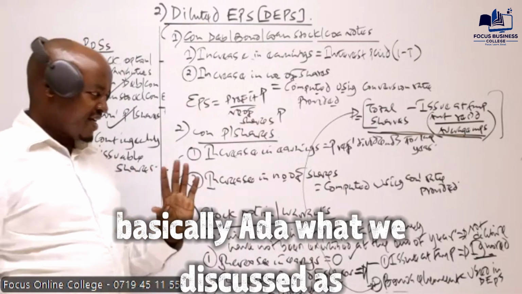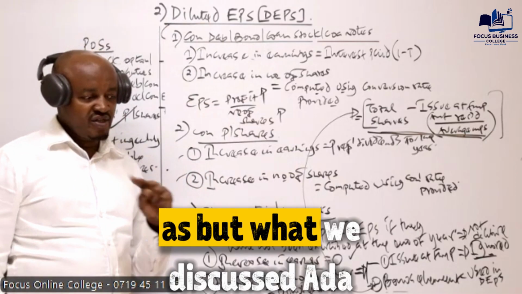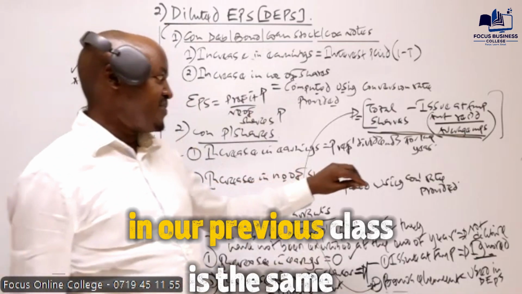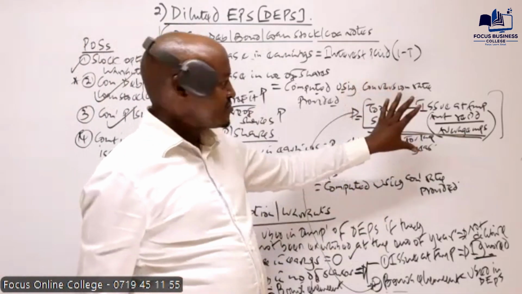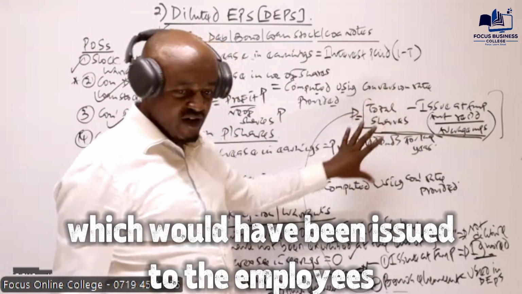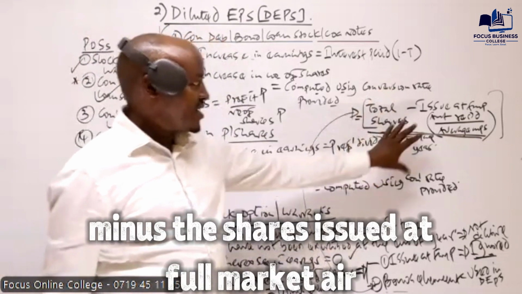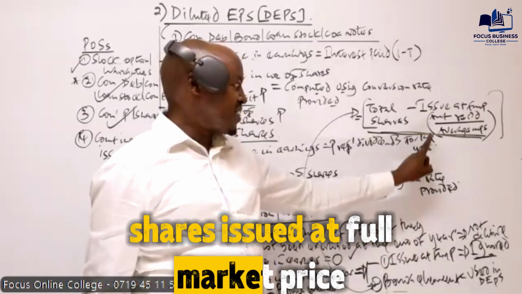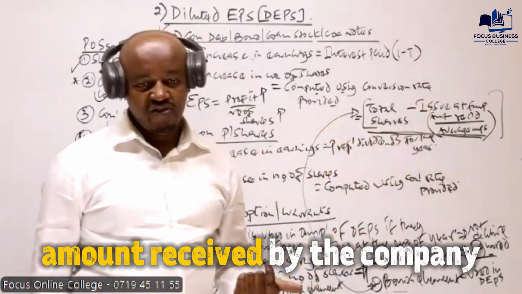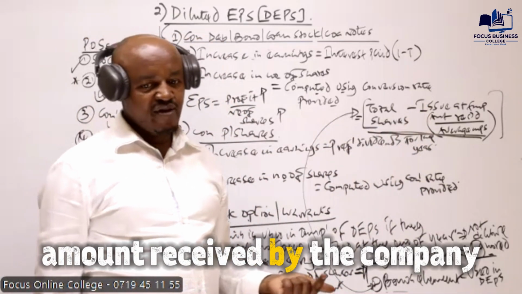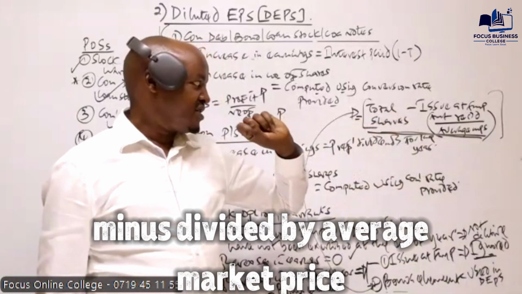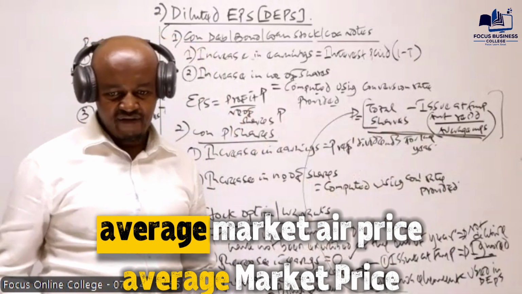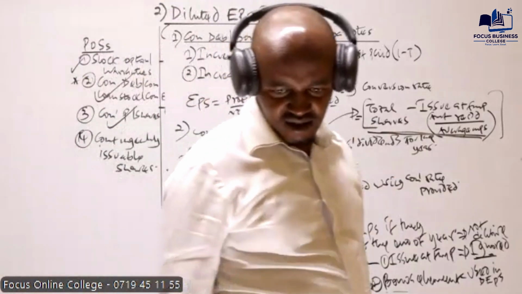I've said, and there is no difference in terms of how we compute the bonus element, as per what we discussed at the basic earnings per share. If you check on the formula I gave you in our previous class, it's the same. Total shares which would have been issued to the employees, minus the shares issued at full market price, which is the amount received by the company, divided by the average market price.